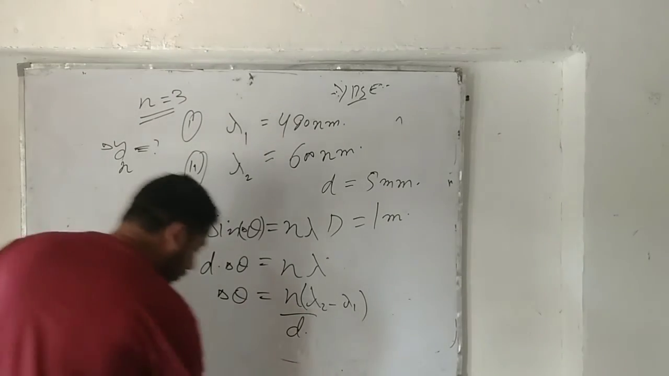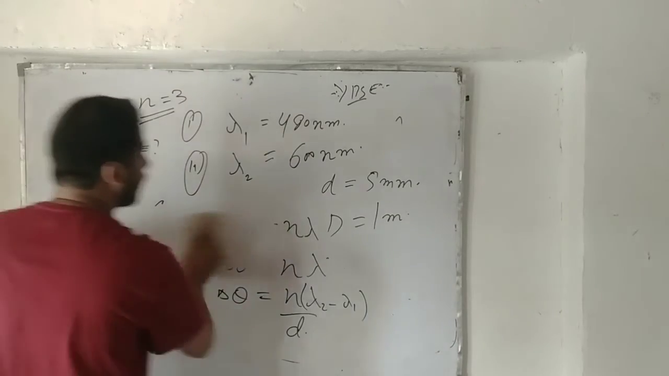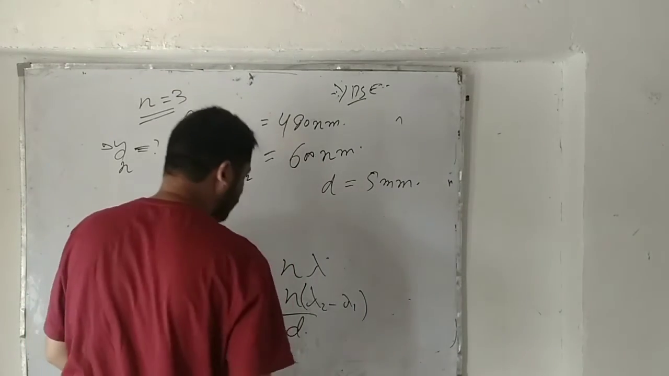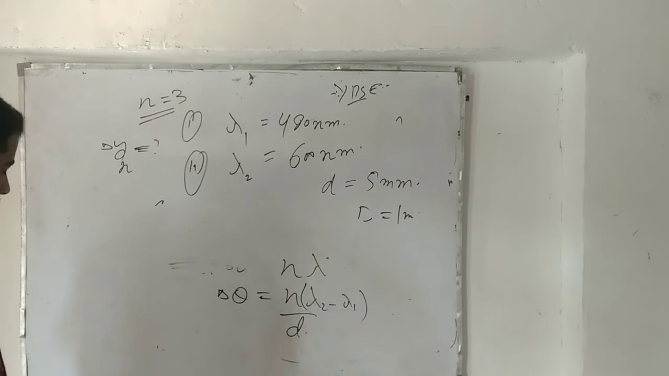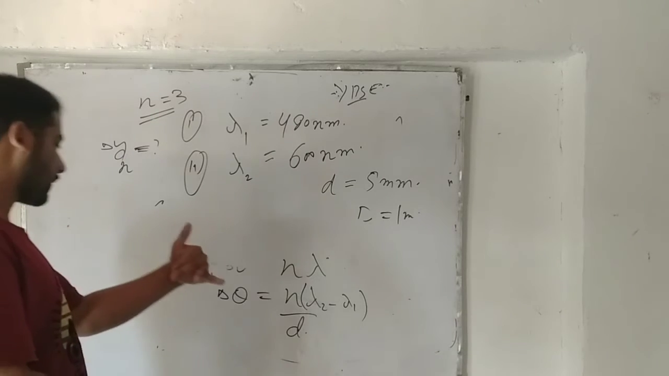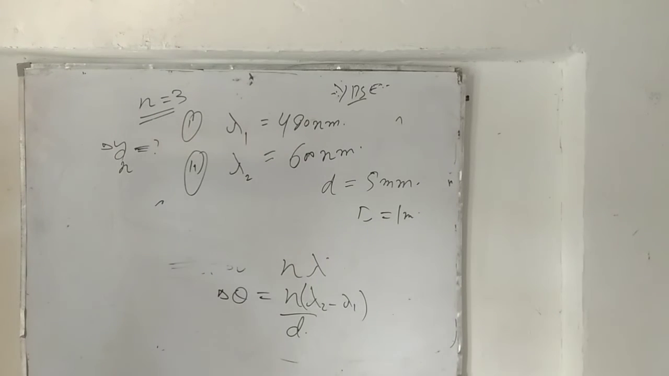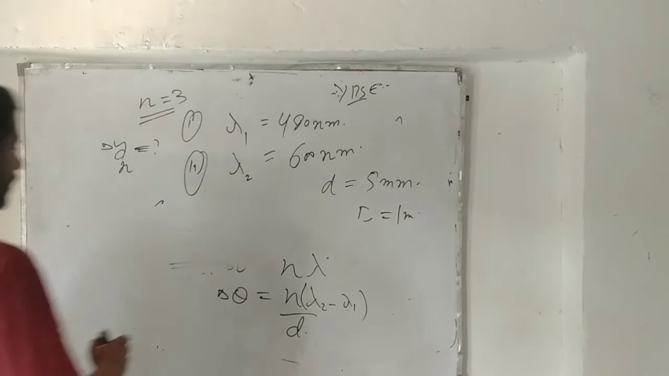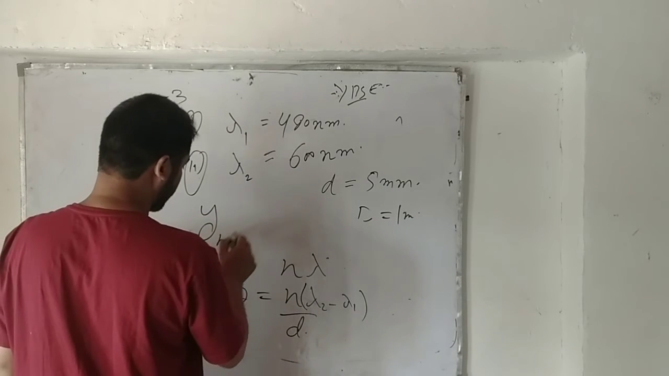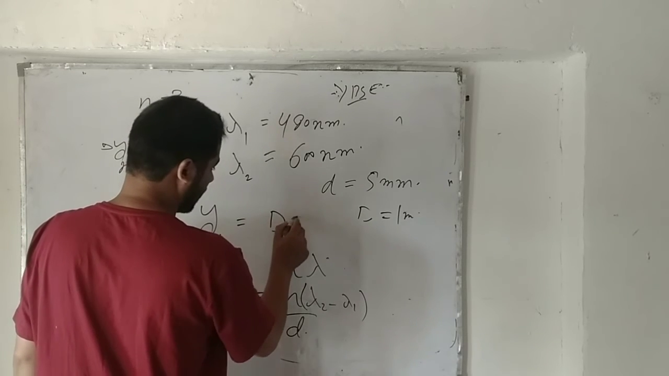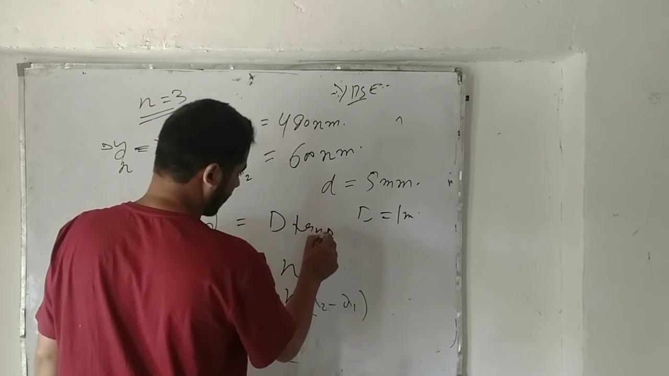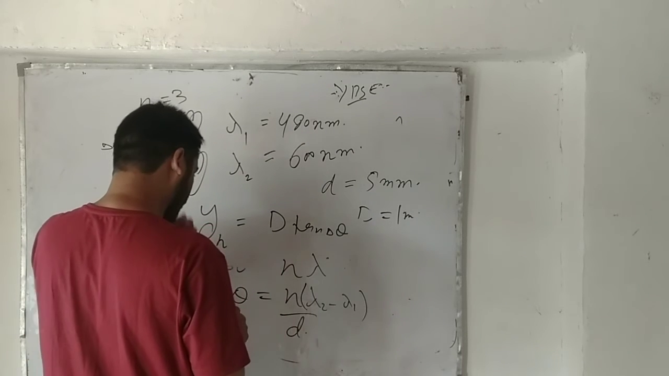It's not enough to do everything on the basis of this, but I will use it in a way. When we talk about the position of the fringe with respect to the centermost point on the screen, how can we calculate that? For that I will use y_n, which is perpendicular over base, that's D tan of delta theta.